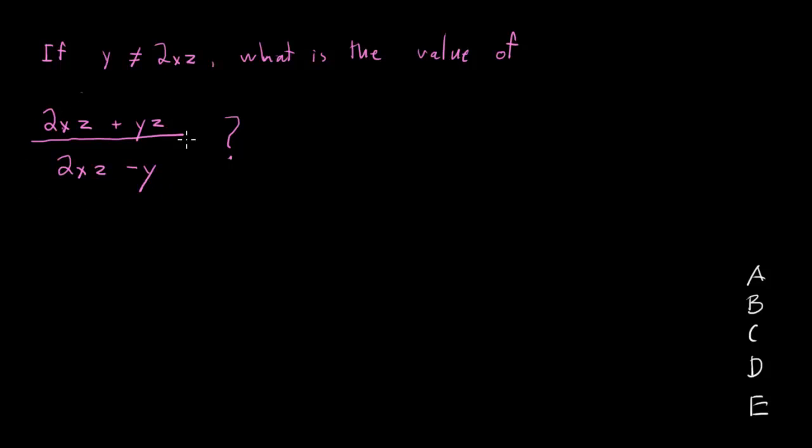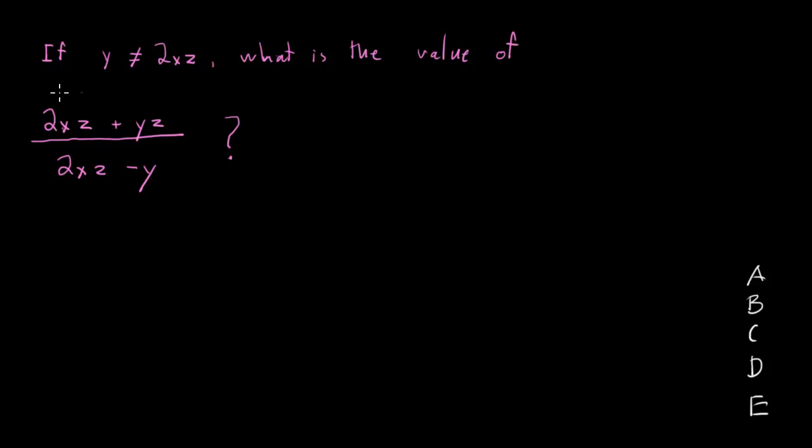As always in data sufficiency, before we look at the statements, we want to do whatever we can to simplify the question. So is there anything we can do to simplify this term? Well, you can bet a lot of test takers will lose points right here when they see this 2xz over this 2xz and cancel those guys out. Why can't we do that?